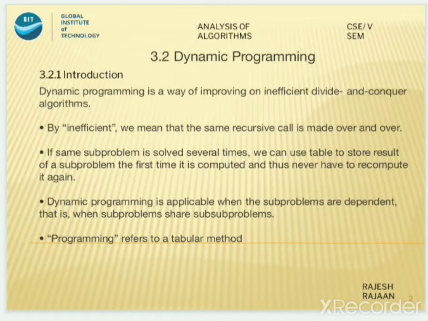If the same subproblem is solved several times, we can use a table to store the result of a subproblem the first time it is computed and thus never have to recompute it again. So dynamic programming is applicable when the subproblems are dependent, that is, when subproblems share subproblems. Programming refers to a tabulation method.